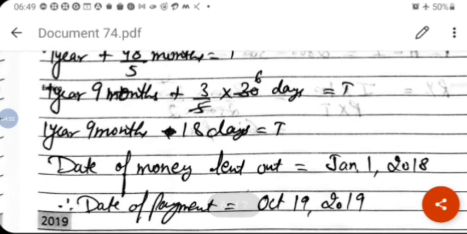So the date of money lent out is January 1, 2018. Now the time for the date of payment is 1 year, 9 months, 18 days later. So it becomes October 19, 2019.